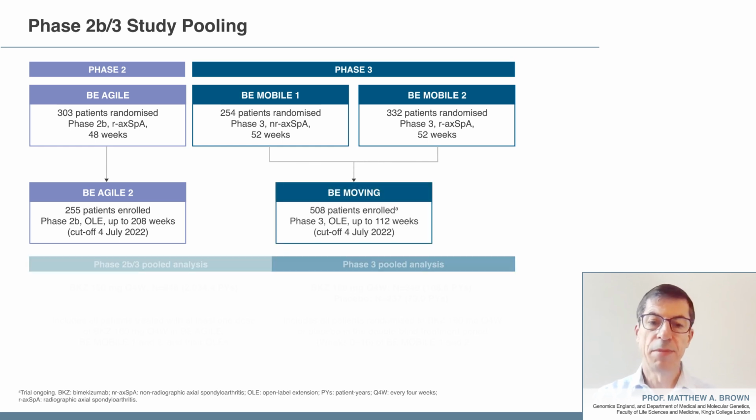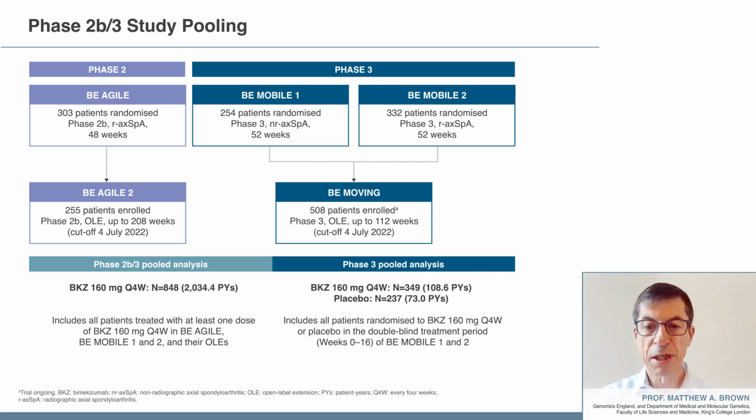As seen in the diagram, data were pooled for patients randomized to Bimekizumab or placebo in the 16-week double-blind treatment period for Bimobile 1 and 2. Data were also separately pooled for all patients who received at least one dose of Bimekizumab in all the phase 2b and 3 trials and their open label extensions.